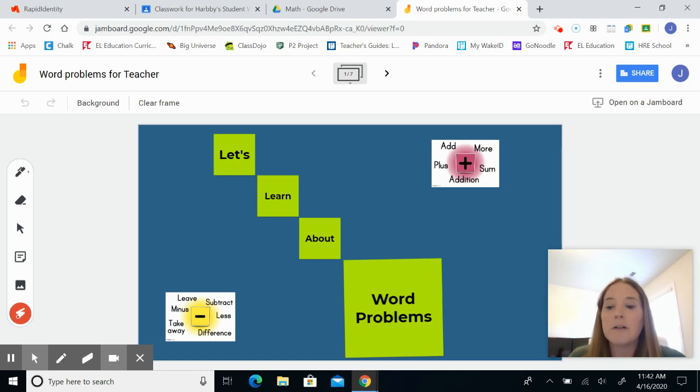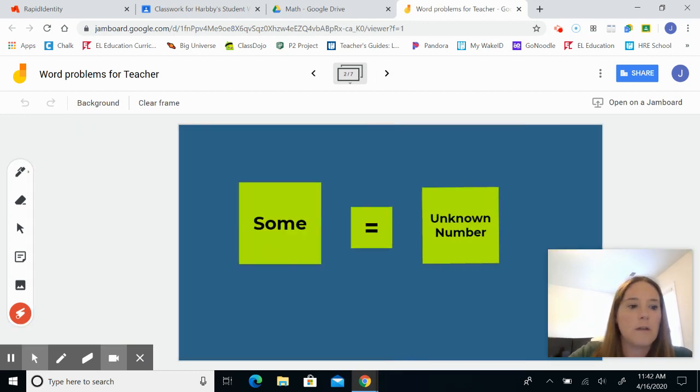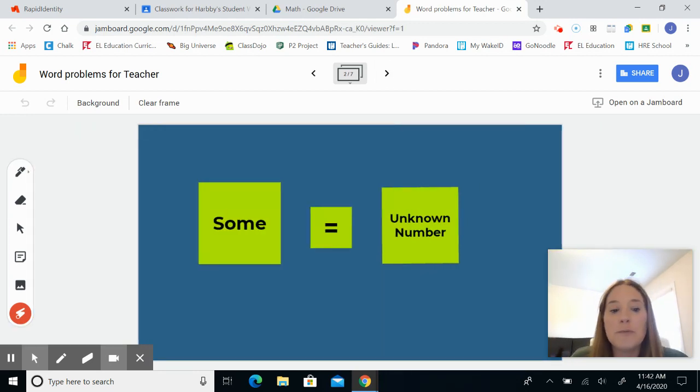Today we're going to be solving word problems, using the strategies that Miss Vaughn and Miss Busey taught us last week, in addition to strategies that we've learned in class. The word problems we're working on today all have the word "some" in them. This word "some" means an unknown number. That's what we're going to be trying to figure out.